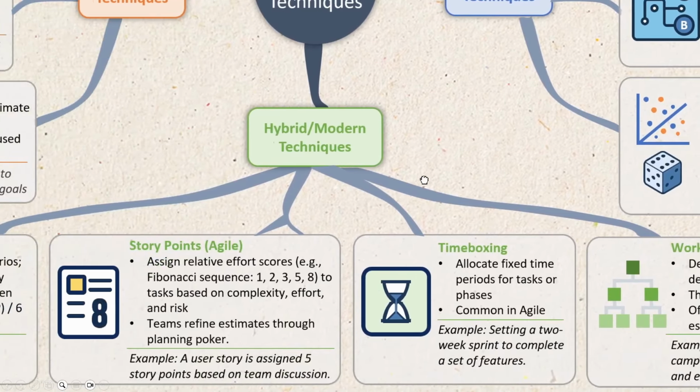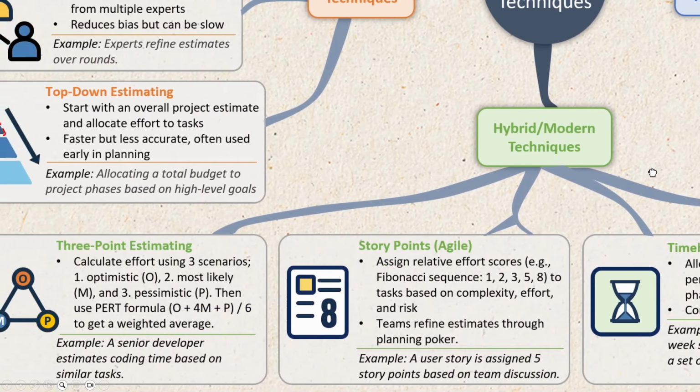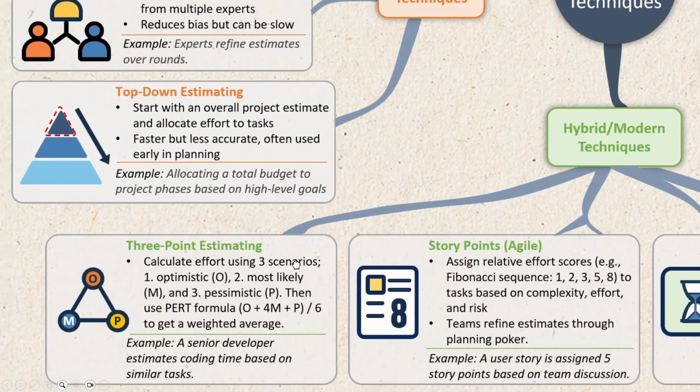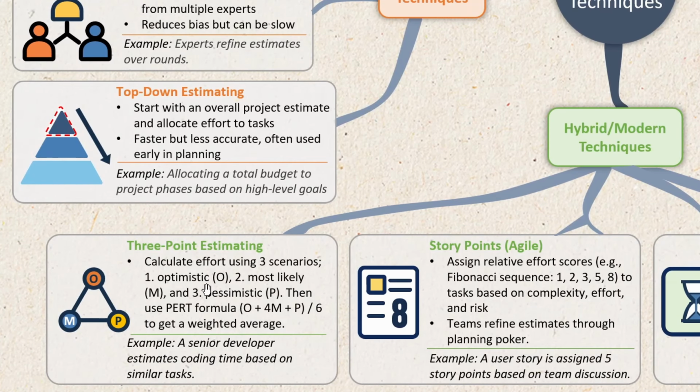Next up, let's look at hybrid modern techniques, starting with 3-point estimating. So 3-point estimating uses 3 scenarios. First one is optimistic scenario, so when everything goes right. Second one is most likely, so middle of the road or the average expectations. And the third one is pessimistic, so when everything that can go wrong goes wrong, what do our estimates look like would be covered by pessimistic scenario.